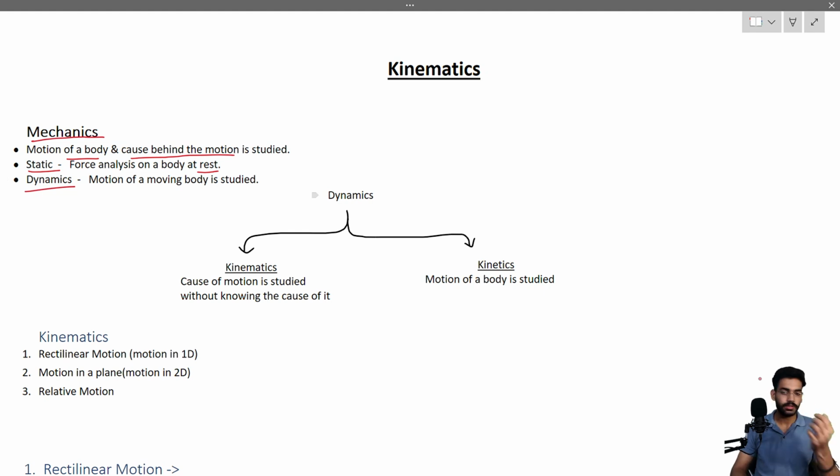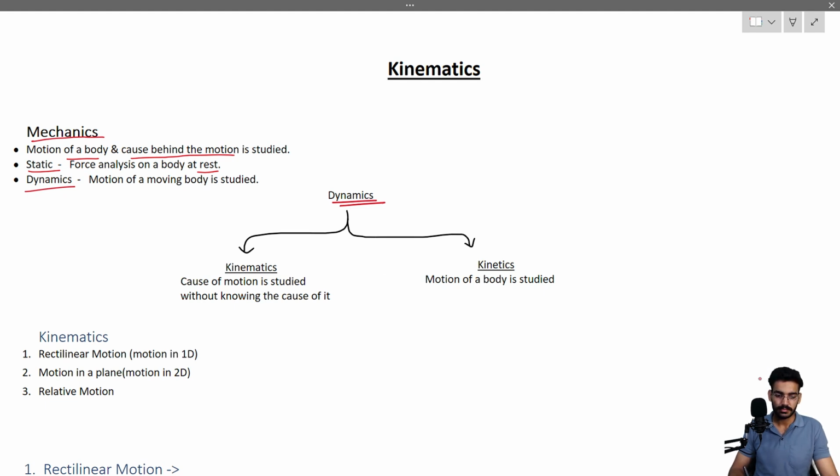Now further we divide dynamics into two parts. One is kinematics, one is kinetics. In kinematics you study only the motion of the body. You don't study the causes behind it. You don't study the temperature, pressure, or anything like that. And the second is kinetics, where you study the cause behind it.